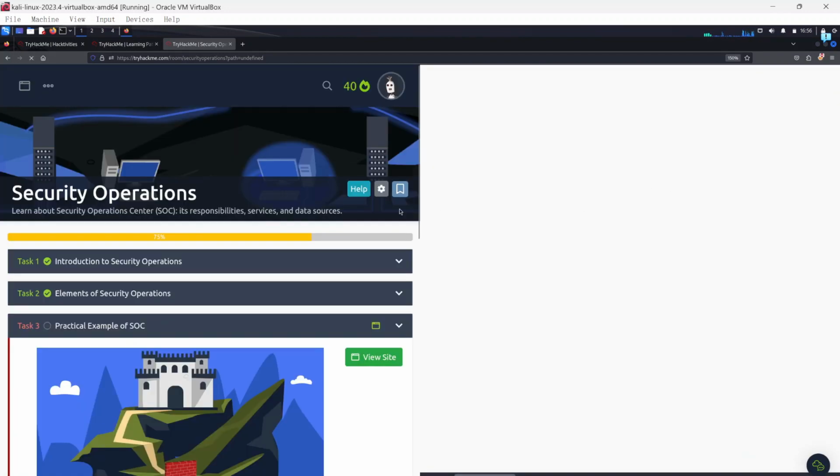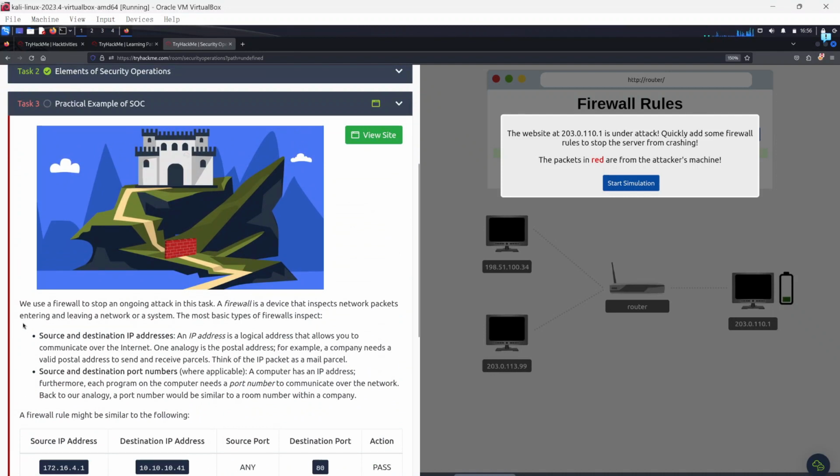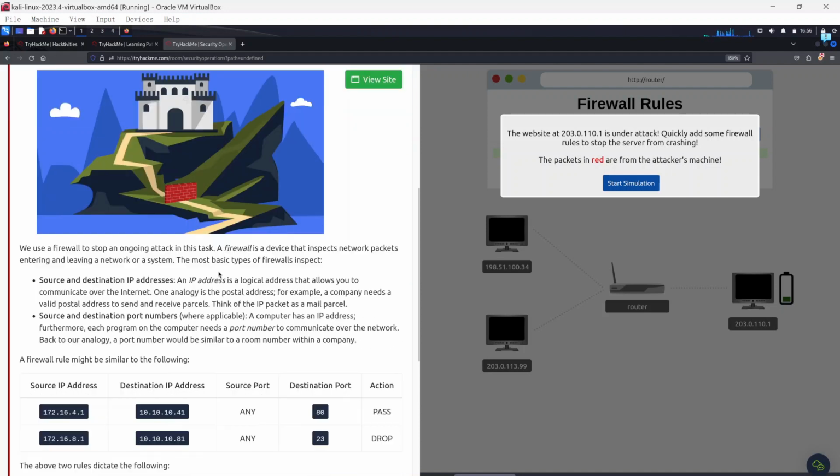Let's view a website. Let's open that. Now, we use a firewall to stop an ongoing attack in this task. A firewall is a device that inspects network packets entering and leaving a network or a system. The most basic types of firewalls inspect, one, source and destination IP address. An IP address is a logical address that allows you to communicate over the internet.